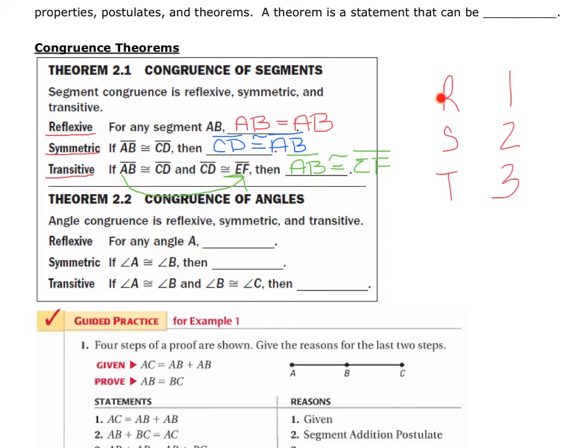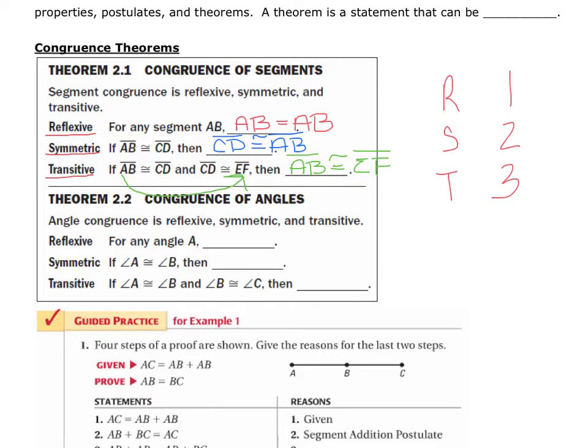So reflexive is 1, RST 1, 2, 3, and symmetric is 2. When you use the symmetric property, you have to be talking about two different pieces. Transitive property, RST 1, 2, 3, so the transitive property is talking about three different pieces. We have AB, CD, and EF. So again, you can use this to help you remember which one of these properties it's going to be.